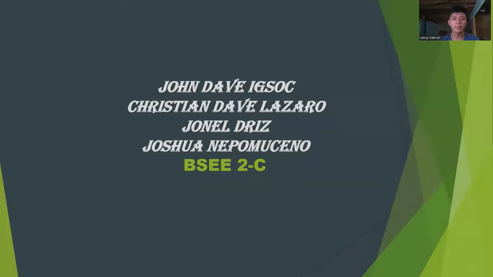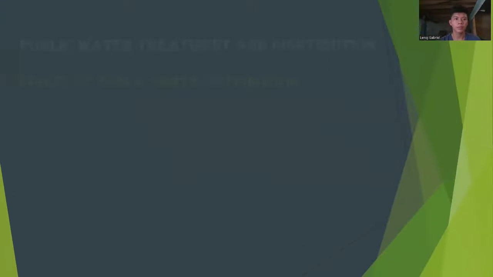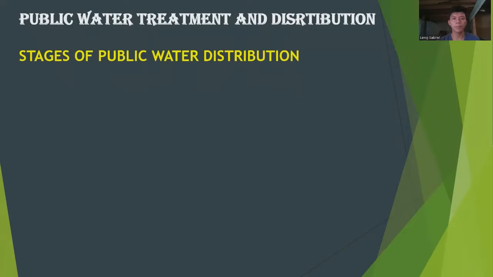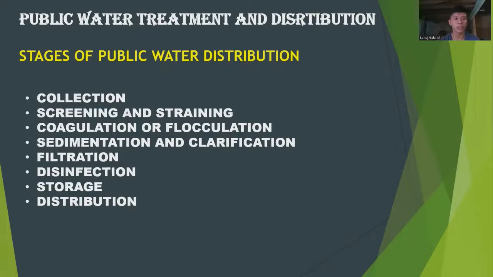So, good day, sir. We are here to report on public water treatment and distribution. The stages of public water distribution are the collection, screening and straining, coagulation or flocculation, sedimentation and clarification, filtration, disinfection, storage, and the last one is distribution.